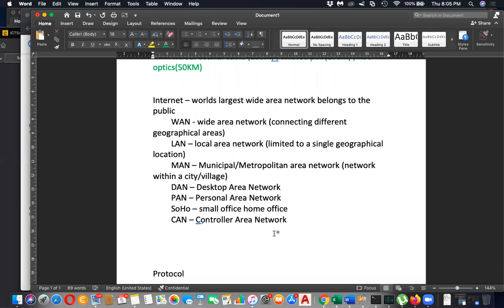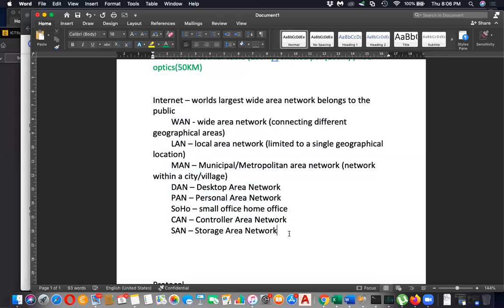Okay, understood. These are some extra things that you have to learn. Another one, there's something called SAN, called storage area network.